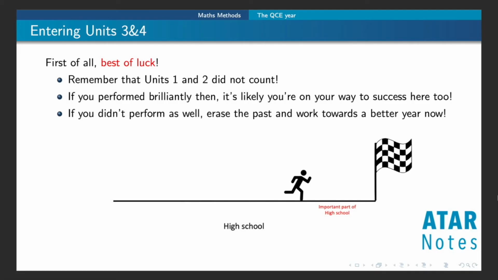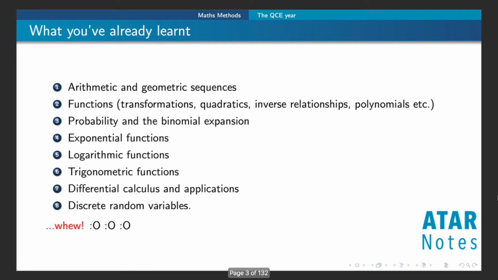I want to mention, when entering Unit 3 and 4, first of all, best of luck. Remember that this is the year that counts. So no matter what happened in the past, if your year didn't go well, don't worry too much about it. But in saying that, if your year did go well, then of course you're probably heading down the right track. Just keep up your nice studying habits or whatever you do to do well this year. And if you didn't do so well, then this is your year to actually make it count. So pick it up from there.